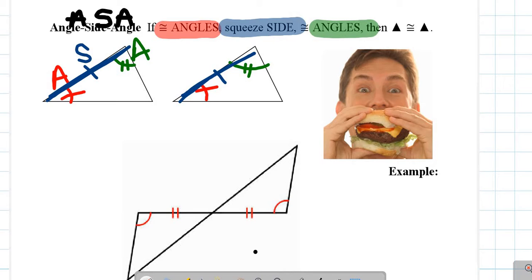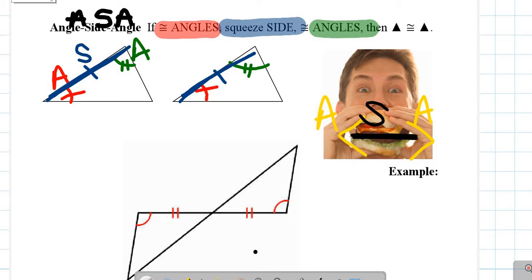And another way I imagine this is I imagine the side being like a hamburger patty and the hands being two angles. So you can see the two angles squeeze the hamburger patty. That is angle, side, angle.